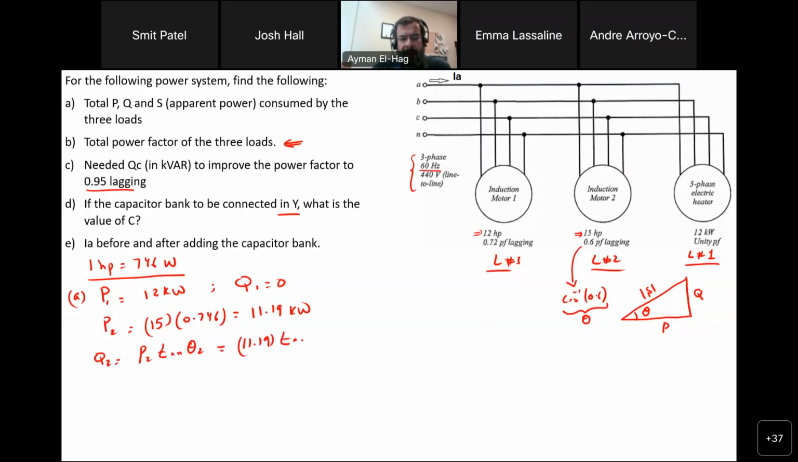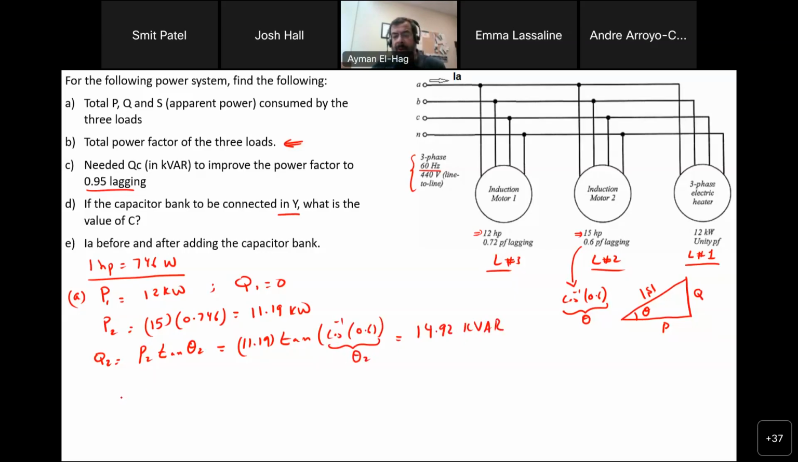Tan, what is theta? Theta is basically cosine inverse of 0.6. This is your theta 2. And when you calculate this, you will find this equal to 14.92 kVAR.